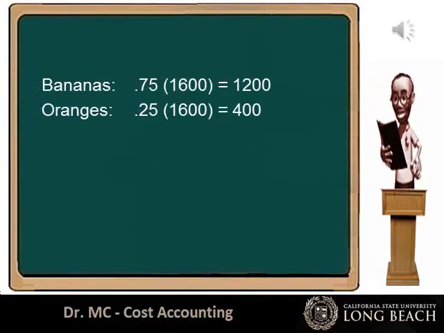If you must produce and sell 1,600 pieces of fruit in order to break even, and 75% of those units are bananas, then your firm must produce and sell 1,200 bananas. Similarly, 25% of those units are oranges, which means that you also must produce and sell 400 oranges in order to break even.